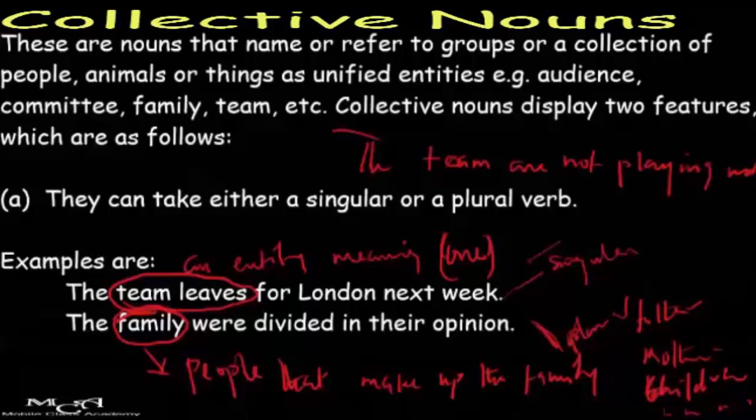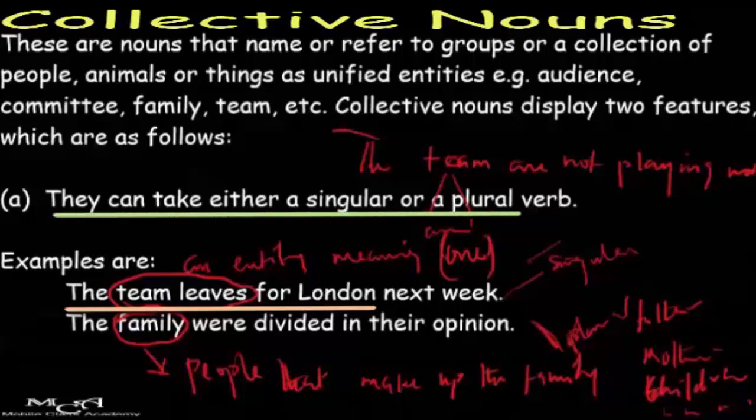When I use team in this case, I'm not just talking about the body. I'm talking about the individuals that make up the team. That is what I'm referring to when I say the team are. The team is a collection of different persons. So if I say the team are, I mean the people that make up the team are not playing very well. But if I say the team leaves for London, I'm talking about the entire body as an entity, as one. Collective nouns can take either a singular or a plural verb. I've been able to show you that.